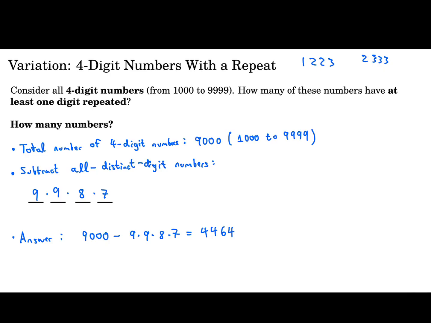What we're interested in is 4-digit numbers, the numbers from 1,000 to 9,999, where at least one digit is repeated. The way we do it is we count all the numbers, 9,000 of them, and we remove the ones where there is no repetition. The idea is that counting the ones with no repetition is much easier: it's 9 times 9 times 8 times 7. So our final answer is 9,000 minus 9 times 9 times 8 times 7, which is 4,464.